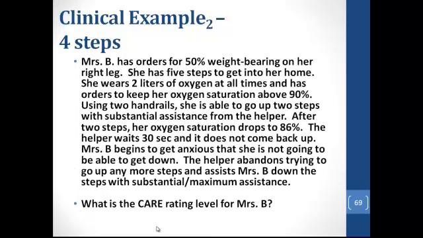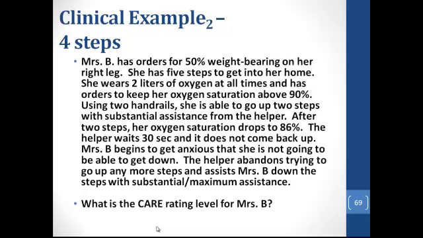Example number 2 is Mrs. B. She has orders for 50% weight bearing on her right leg. She has 5 steps to get into her home. She wears 2 liters of oxygen at all times and has orders to keep her oxygen saturation above 90%. Using 2 handrails, she is able to go up 2 steps with substantial assistance from the helper. After 2 steps, her oxygen saturation drops to 86%. The helper waits 30 seconds and it does not come back up.